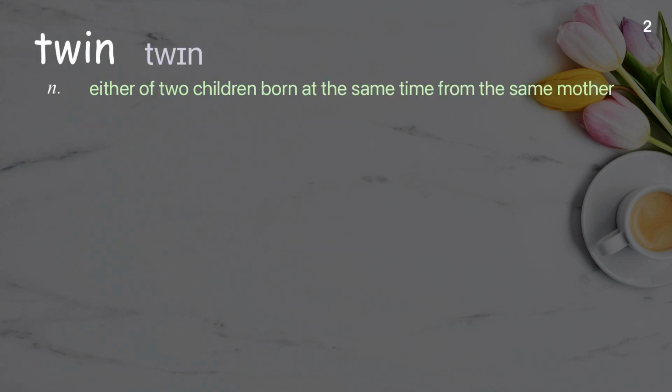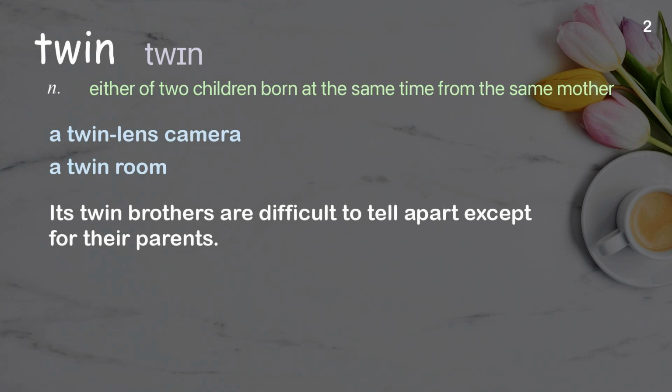Twin. Either of two children born at the same time from the same mother. Examples: A twin lens camera. A twin room. Its twin brothers are difficult to tell apart except for their parents.